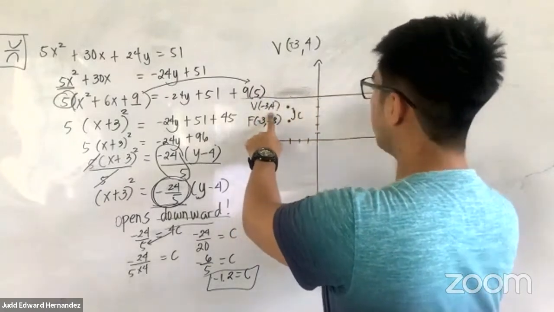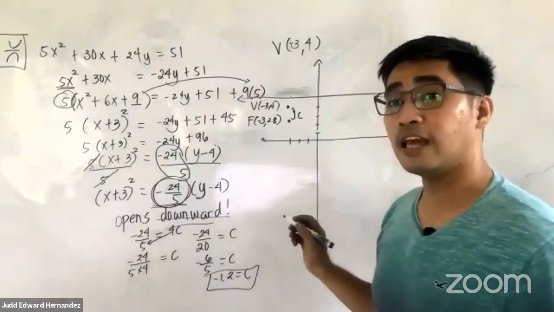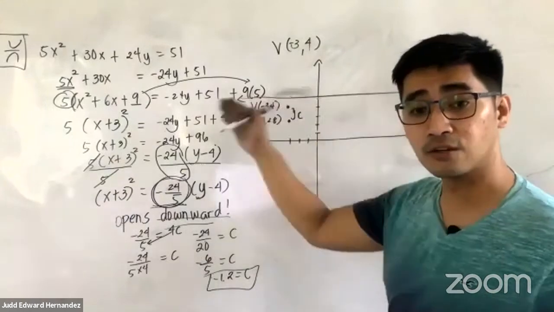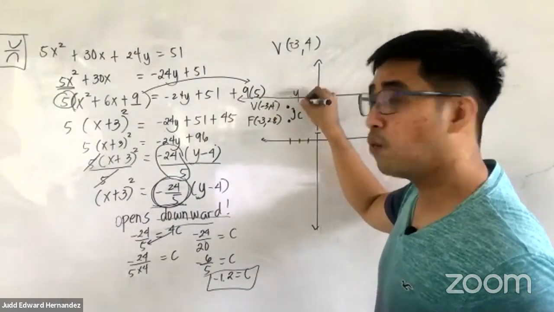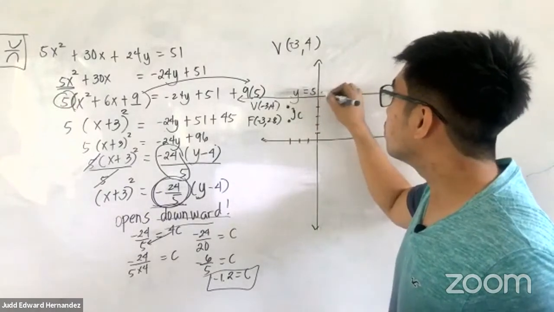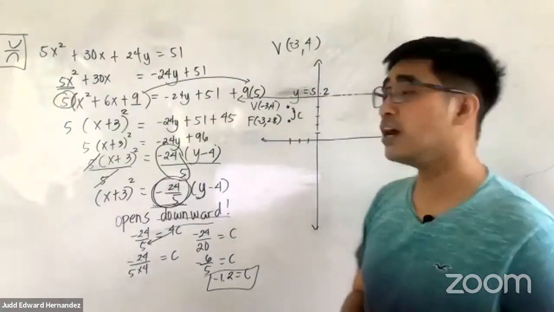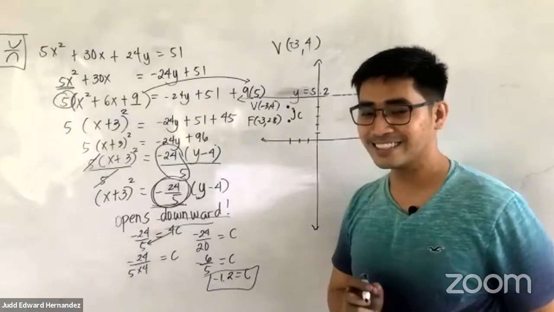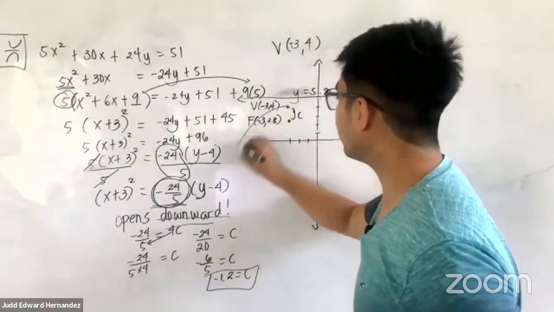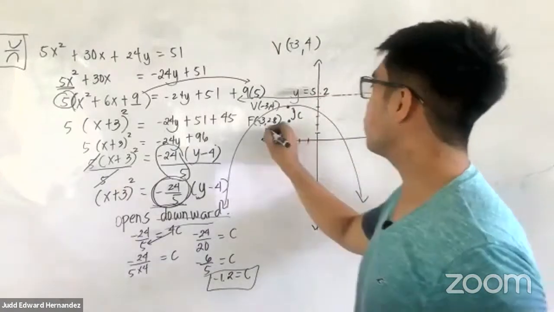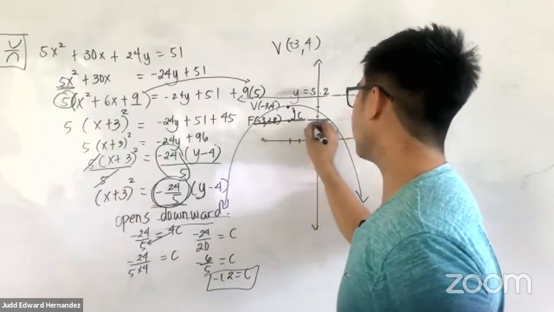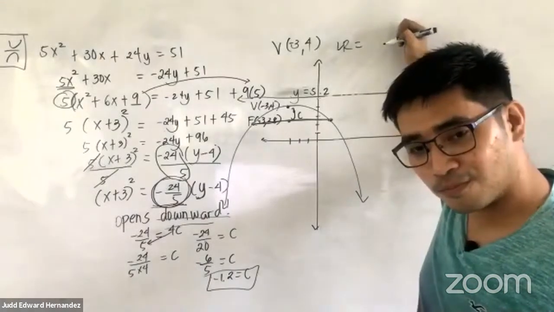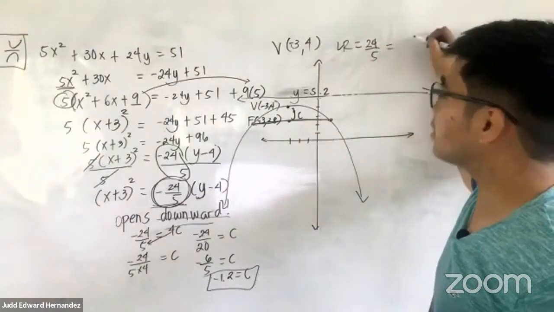Mag-drawing na ako ng line. Okay. If that is 5.2, what is the equation of the directrix? X or Y? This is horizontal. Therefore, that is Y is equal to 5.2. Okay. So, ito na ngayon yung directrix, vertex, at focus natin. Ibig sabihin, yung parabola natin is opening downward. What is the length of the latus rectum, guys? That is 24 over 5. And what is 24 over 5?